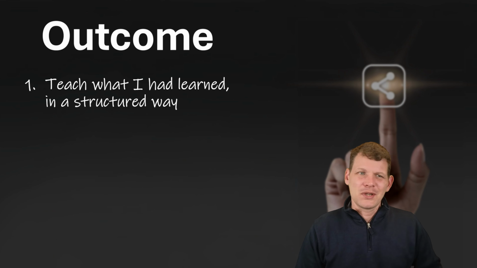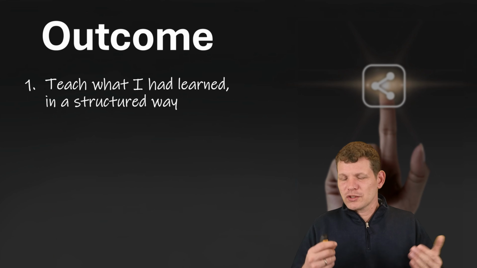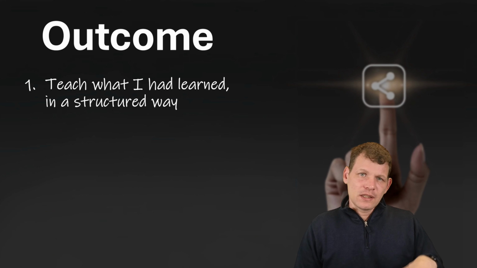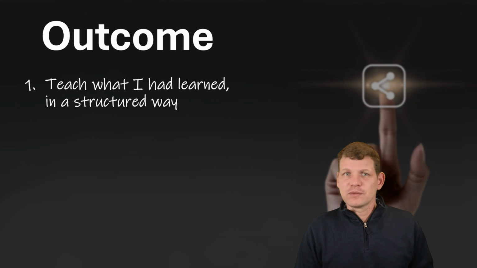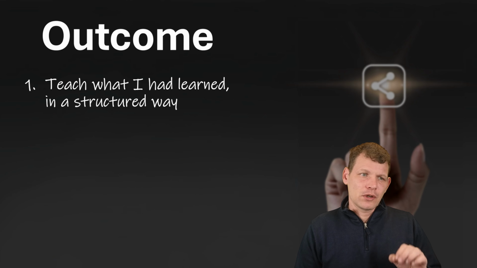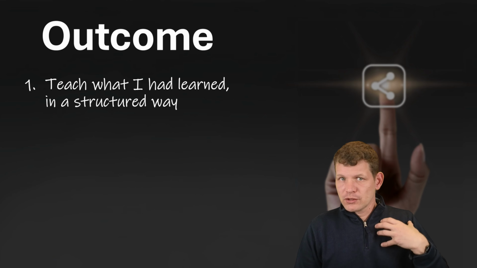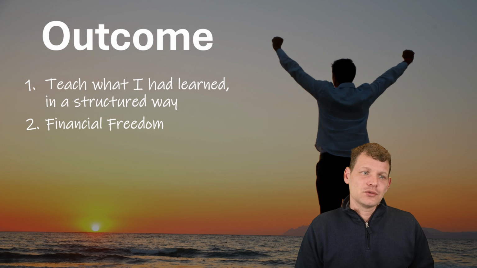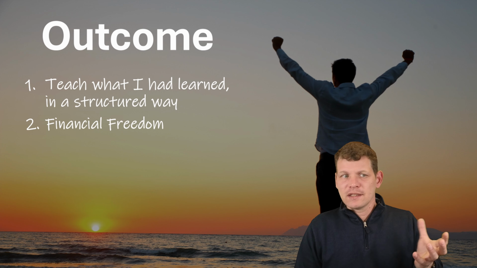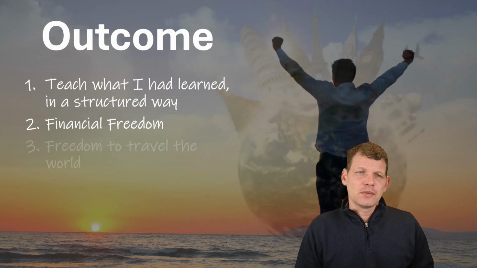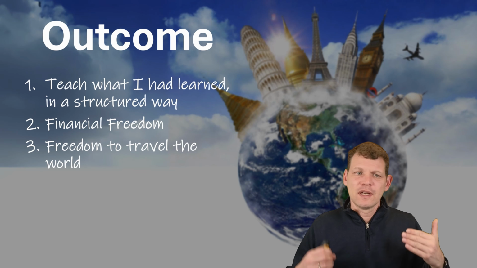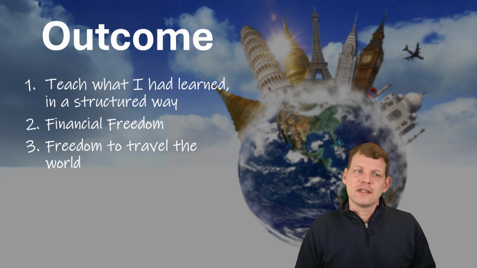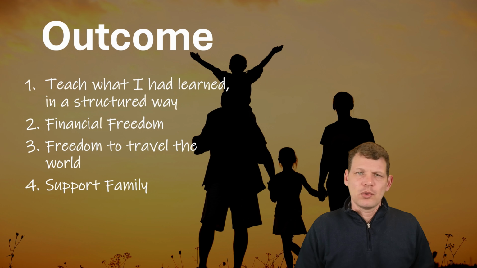Your outcome might be different. I didn't want to make any money on it. It was nice to have an extra income from selling the courses, but that wasn't the primary goal. The primary goal was for me to give the knowledge to other people. But you could have the outcome of financial freedom, or you could have an outcome that's freedom to travel the world. Maybe your outcome is to support your family.